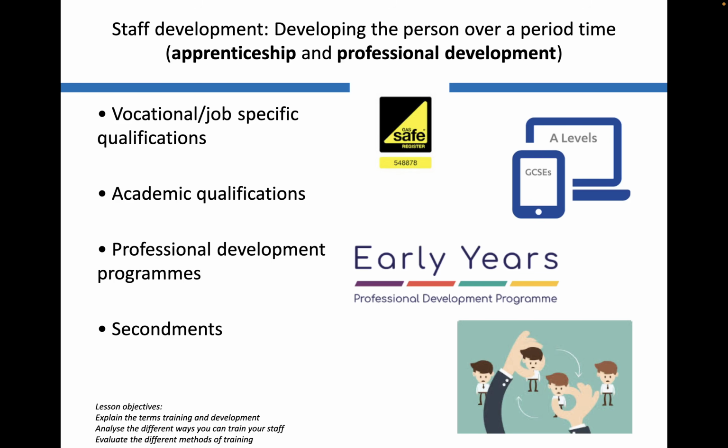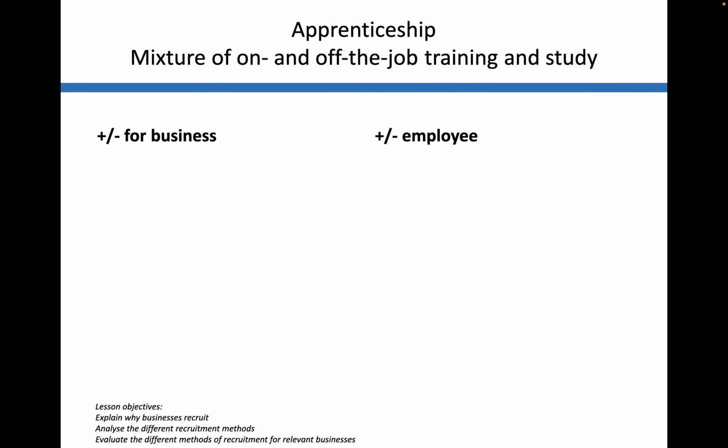Staff development is all about training and developing a person over a longer period of time. Examples of this can be apprenticeships and professional development. So they could complete specific vocational qualifications while they're working. They could do academic qualifications. They can do professional development programs, and they can do secondments, which I spoke about before, where you get rotated round into another area. All of these ways on the left-hand side are different ways to develop staff.